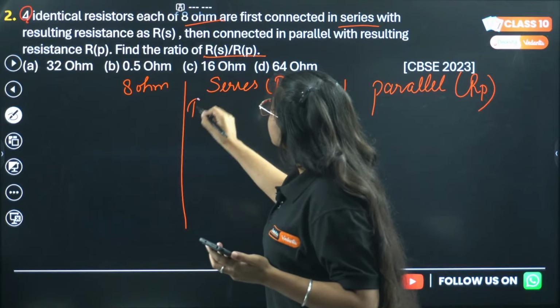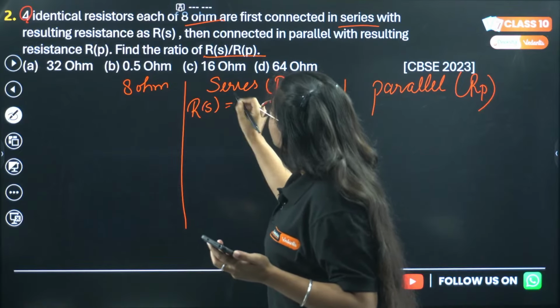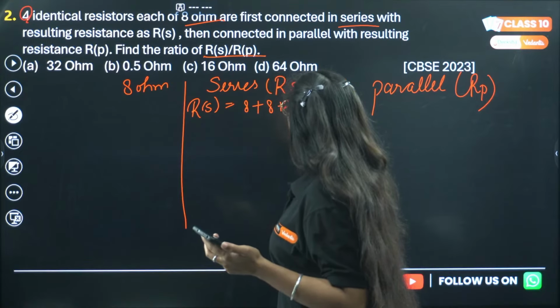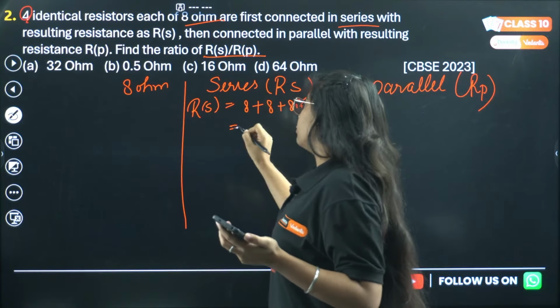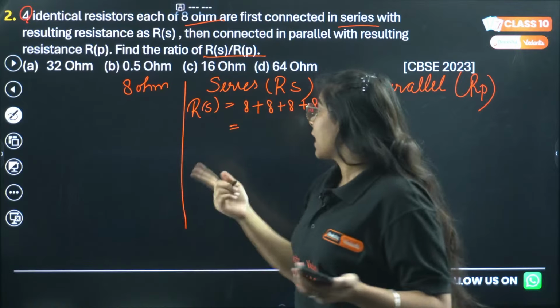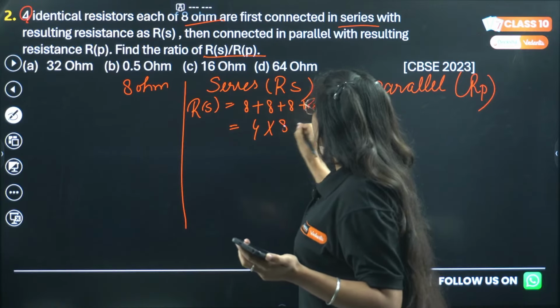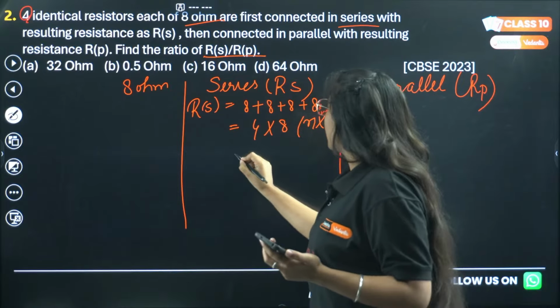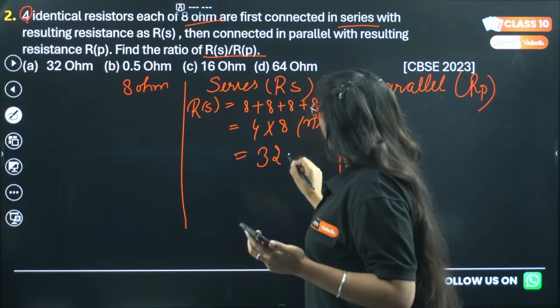For series resistances, we know we'll just add all the resistances. So 8 plus 8 plus 8 plus 8. Now, very educated children can just write 4 into 8, that is n into our resistance, which is a shorter formula. Okay, so this is 32 ohm.